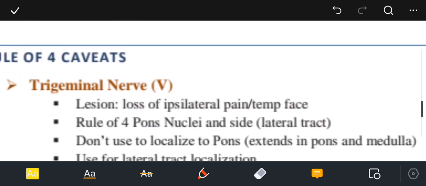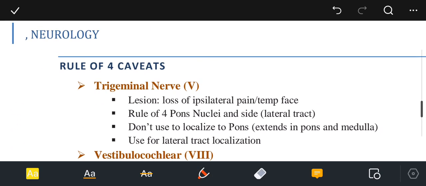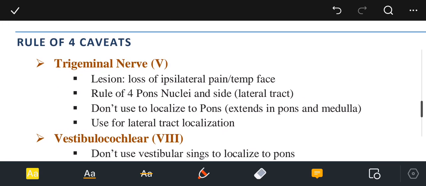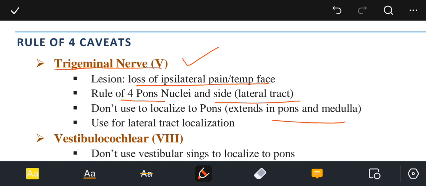The next point is the rule of 4 caveats. Suppose there is a trigeminal nerve lesion. If the trigeminal nerve is lost, there is loss of ipsilateral pain and temperature sensation of the face. The rule of 4 states that the trigeminal nerve is present in the pons, but it is a side tract, right? Do not use it to localize to the pons, since the trigeminal nucleus extends through the pons and medulla. That is the problem.